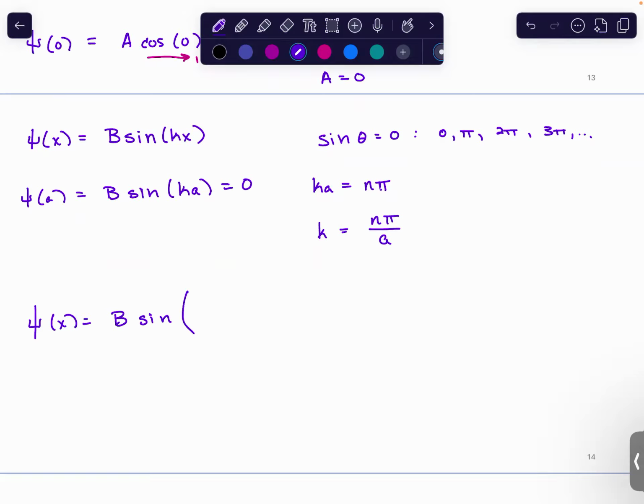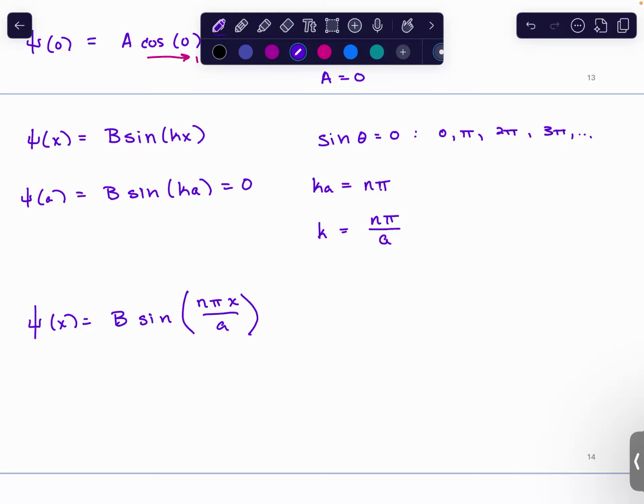Sine. And so we know K is n pi, so that's going to be n pi x over A. And you'll see this general solution all over the place, but this is how you get to it.